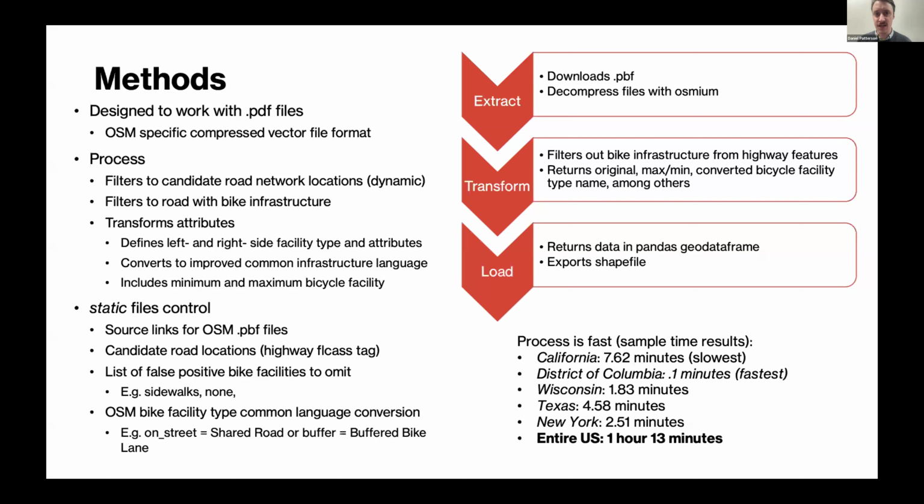And so the idea is it extracts it, transforms it, and then loads it into a pandas geodata frame and then exports it to a shapefile. It's pretty quick. There's probably ways to speed this up, but for chewing through all of California, it's just under 8 minutes. District of Columbia is extremely quick. The entire US, I ran this recently on late 2024 data, and it took about an hour and 13 minutes. So it's pretty quick overall.